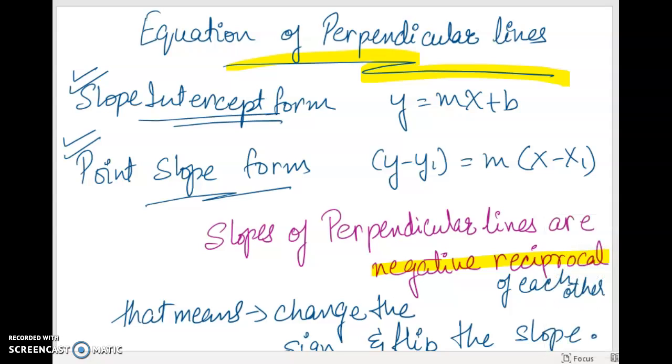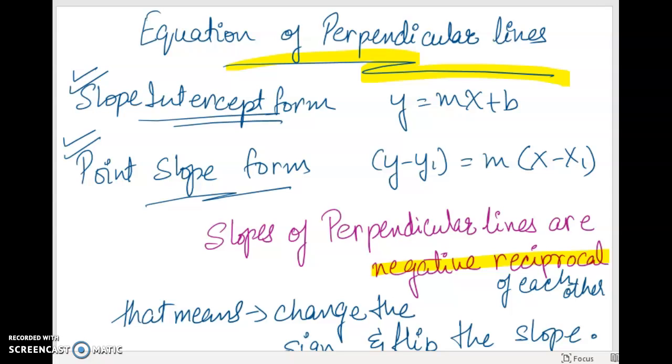Hi, let's start understanding equation of perpendicular lines. Again, I have explained in the previous video, we can use either slope-intercept form, which is nothing but y is equal to mx plus b, or point slope form, which is y minus y1 is equal to m times x minus x1. One thing we need to consider in this case is that the slopes of perpendicular lines are always negative reciprocal of each other.